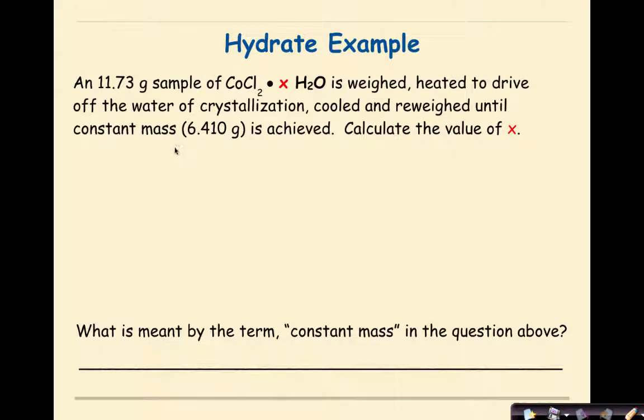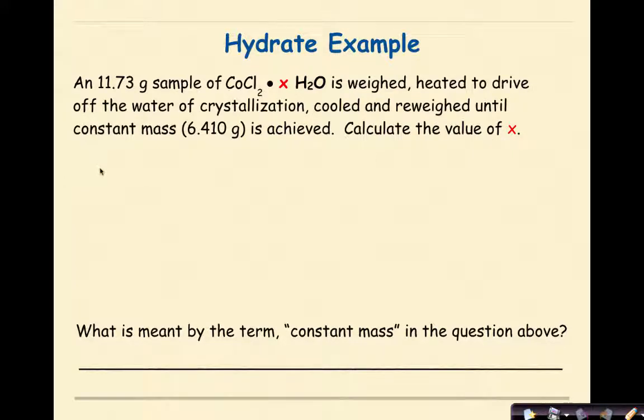Let's look at a hydrate example. An 11.73 gram sample of cobalt 2 chloride, something hydrate, is weighed, heated to drive off the water of crystallization, cooled, and reweighed until the constant mass 6.410 grams is achieved. Calculate the value of X.